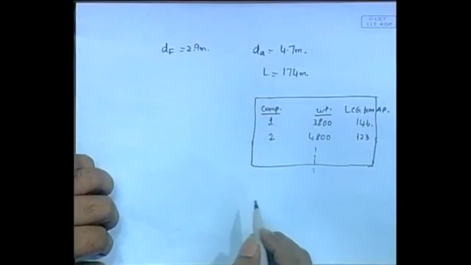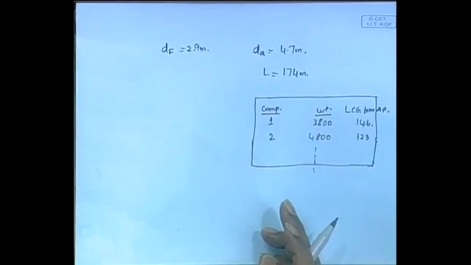We are given the forward draft and the initial draft. That means you are given the trim. So you are given the initial conditions, and when it is in this stable state, we can automatically assume its LCG should be equal to its LCB. So first we will see the LCB, which will be the initial LCB given.